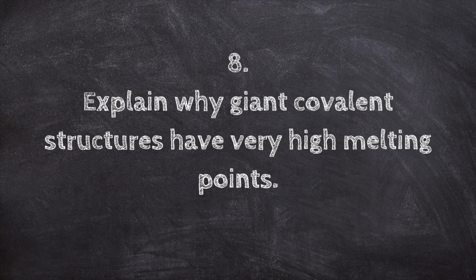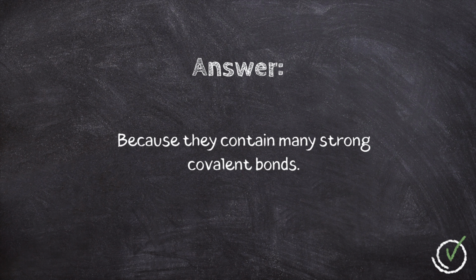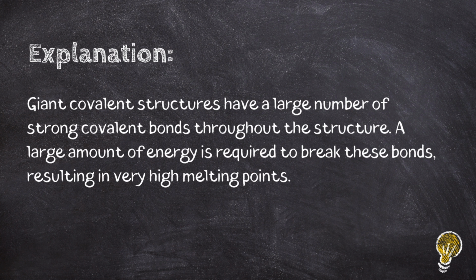Explain why giant covalent structures have very high melting points. Because they contain many strong covalent bonds. Giant covalent structures have a large number of strong covalent bonds throughout the structure. A large amount of energy is required to break these bonds, resulting in very high melting points.